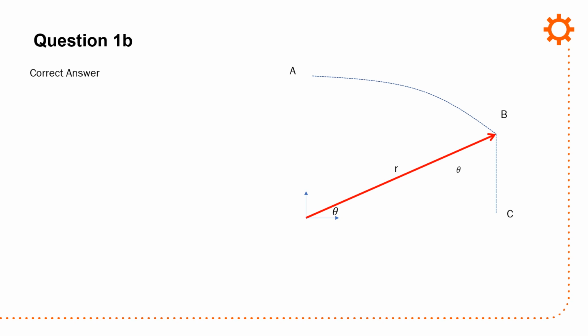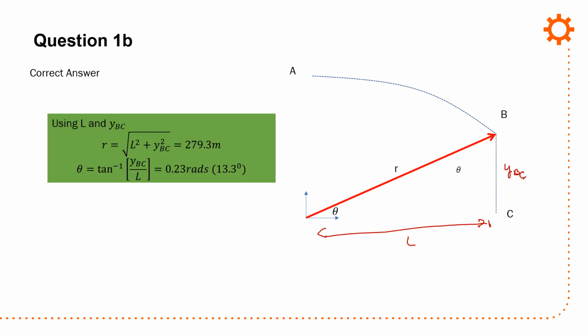So for this one, part of the problem, you're just doing a coordinate transform. And you recognize that what you have is a coordinate transform that allows you to say this distance right here, which is YBC, and this distance right here, which is L. Not really well done, but okay. And from that, you can calculate the distance R, which is that hypotenuse, and theta, which is just going to be the angle that hypotenuse makes with the horizontal. So going forward, you have L, YBC, you get 279.3 meters, theta, which is the inverse tan of YBC over L, and you get 13.3 degrees.